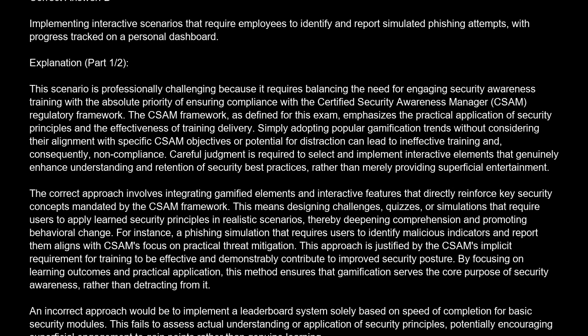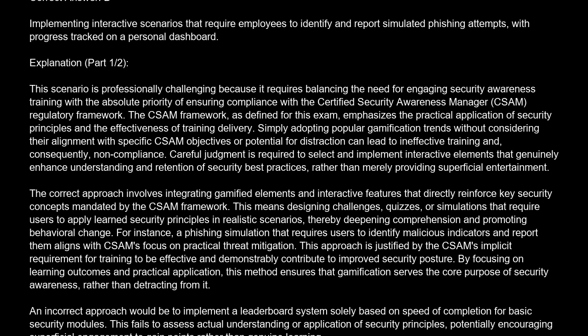Explanation: this scenario is professionally challenging because it requires balancing the need for engaging security awareness training with the absolute priority of ensuring compliance with the Certified Security Awareness Manager, CSAM, regulatory framework. The CSAM framework, as defined for this exam, emphasizes the practical application of security principles and the effectiveness of training delivery. Simply adopting popular gamification trends without considering their alignment with specific CSAM objectives or potential for distraction can lead to ineffective training and, consequently, non-compliance.